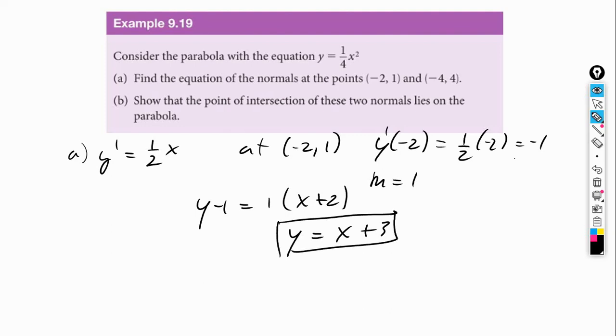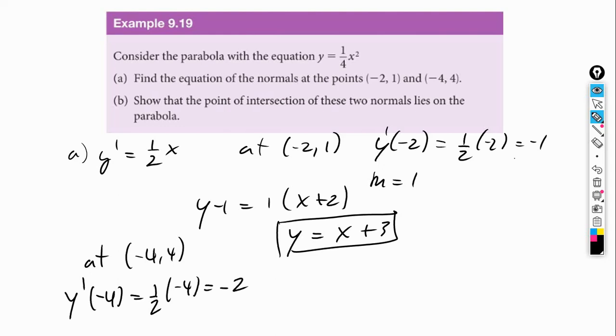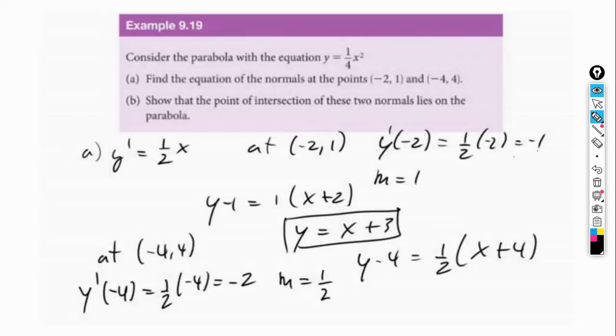So now we'll do the second equation. The second equation is at the point (-4, 4). In the same way, we plug -4 into the derivative, and we're going to get 1/2 times -4, and that's going to be -2. So that means that the slope of the normal has to be 1/2. Now with this, we can just write the equation. It's going to be y minus 4 is equal to 1/2 times x minus minus 4, so x plus 4. And if we expand this and rearrange, we're going to get that y is equal to 1/2 x plus 6.